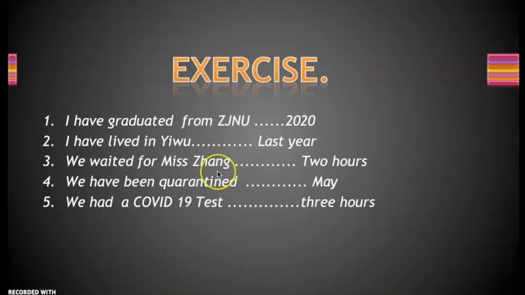We waited for Miss Zhang 2 hours. Here the answer is for. We have been quarantined May. Here the answer is since. We had a COVID test 3 hours. Here the answer is for.